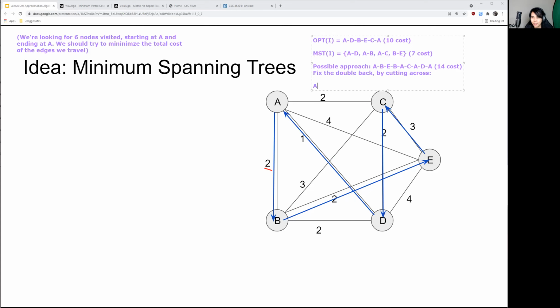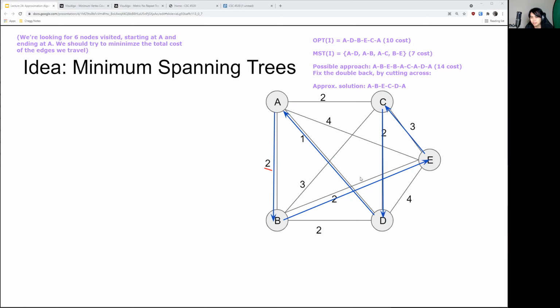We know that we went from A to B to E. Now, instead of going back to B and A, we're going to cut these parts out and go directly to C. Instead of going back to A, we're going to cut that out and go back to D, and then we'll end up at A. So our approximation will be this. Hey, what's the cost here?